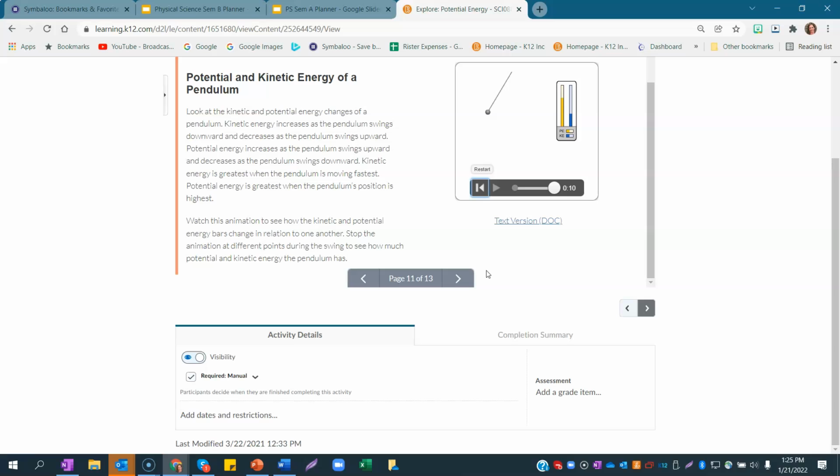And so when is kinetic energy the greatest in the pendulum? That is answered in here. So potential energy is the greatest when the pendulum's position is the highest, and kinetic is greatest when it's moving the fastest. So that answers question number 7 for you.